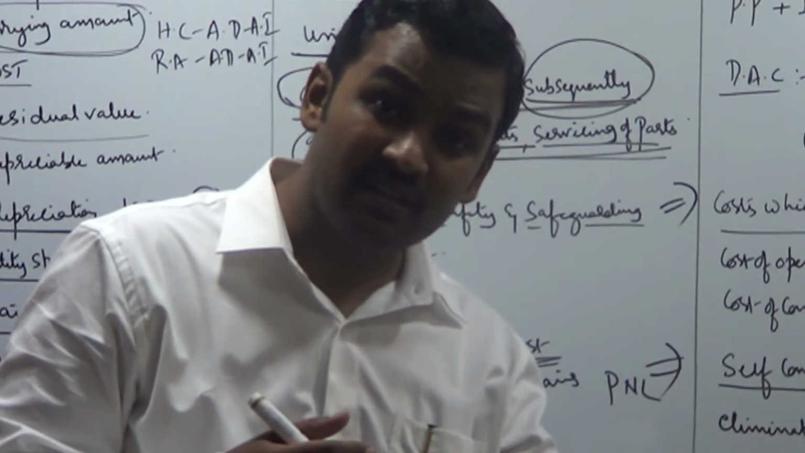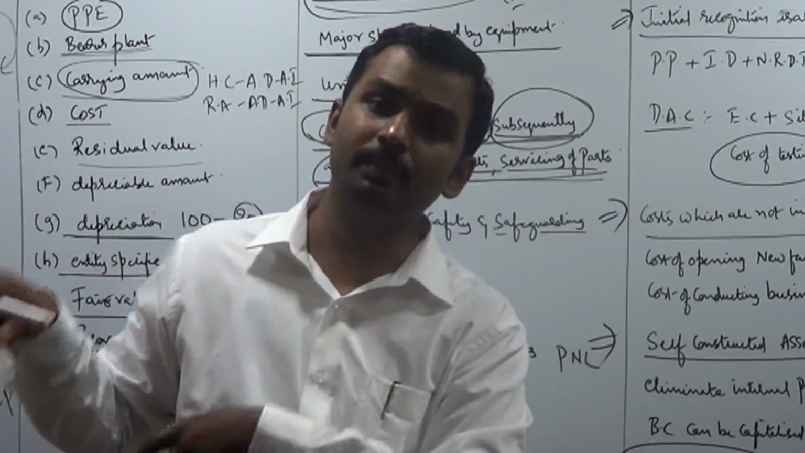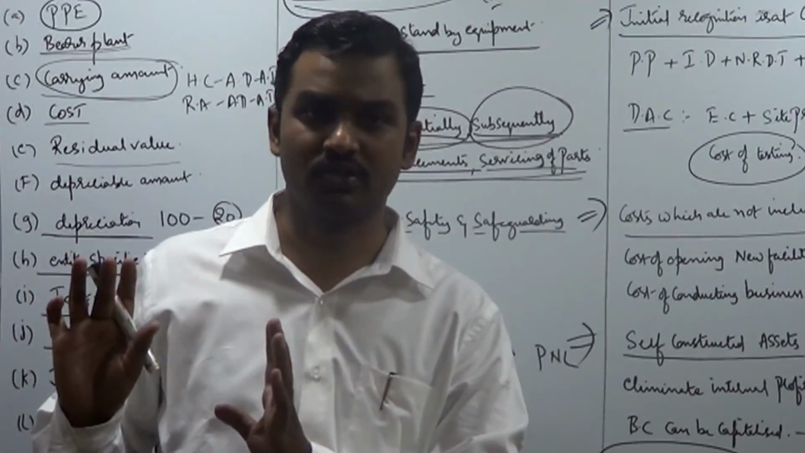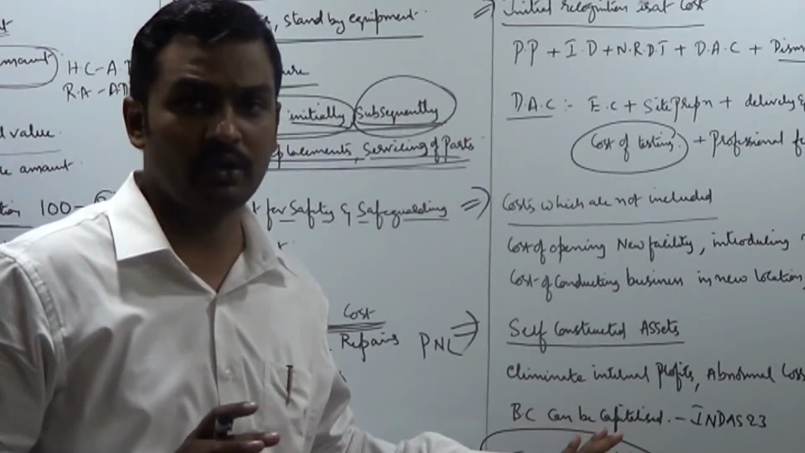If any expense is incurred, that expense and this income should be shown in P&L account. They should not be subtracted from cost of the asset. So this is what the standard says with respect to incidental income.